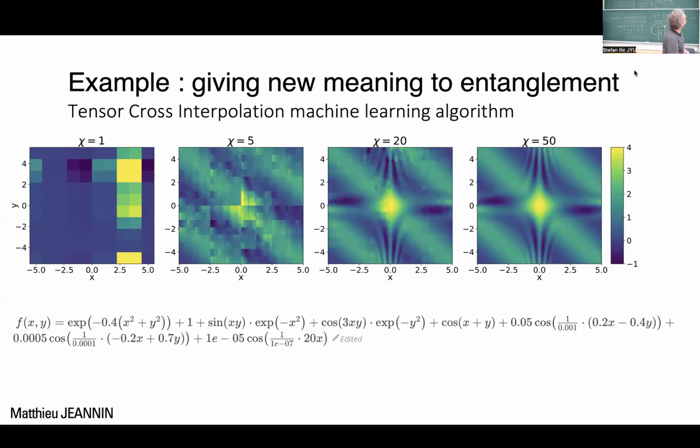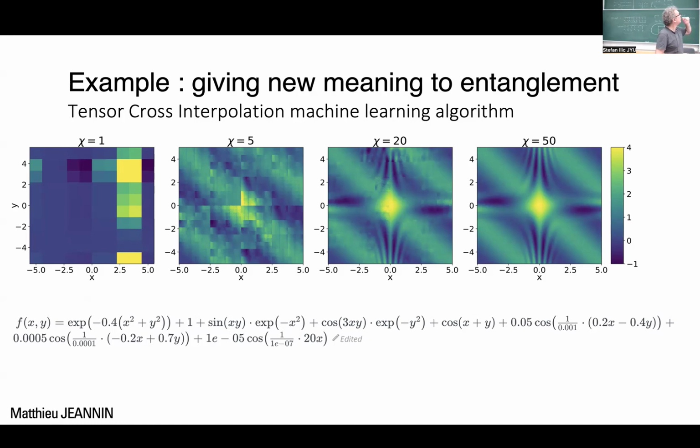That's an example of quantics. So for this particular function, that's in 2D, for rank 1, rank 5, rank 20, and rank 50. You see as you put more pivots, you see the function appearing. What is interesting in this example is that there is a bunch of cosines at different scales, which is a particularly good example for quantics, right?